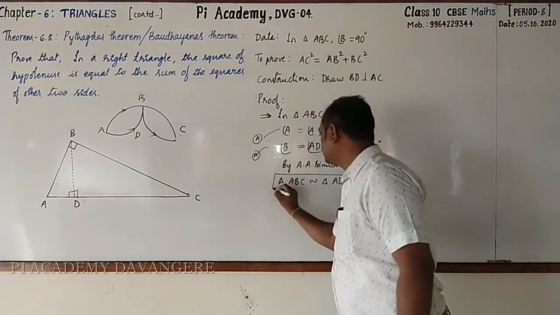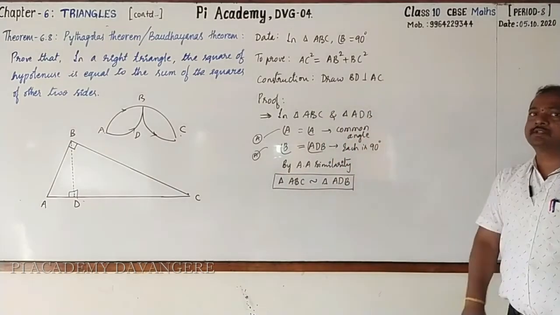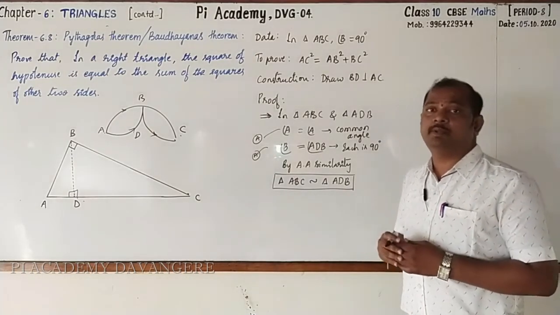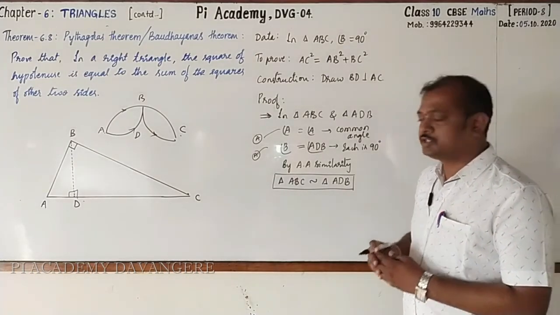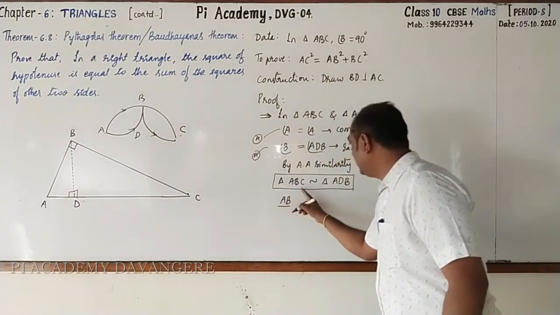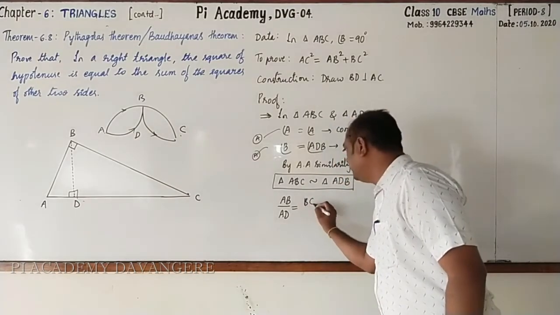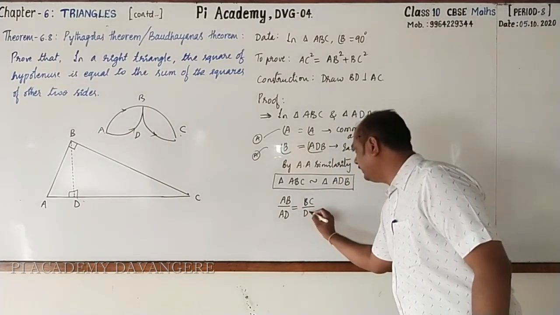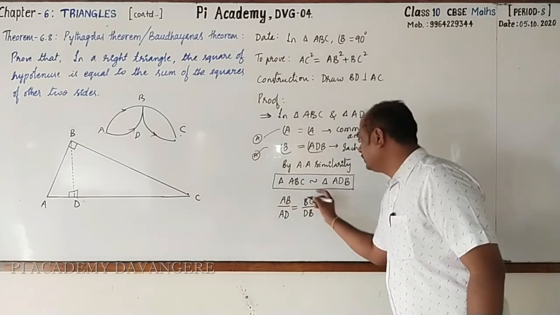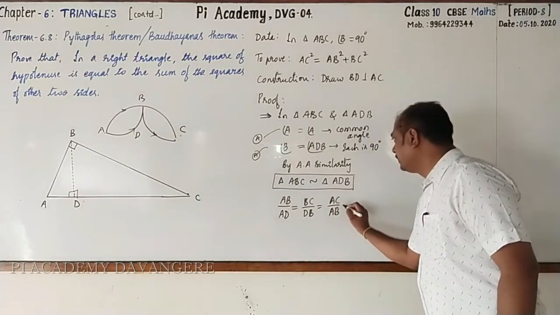This part is very important. We know that when two triangles are similar, their corresponding sides will be in the same ratio. Therefore, we can write it as AB by AD is equal to BC by DB is equal to AC by AB. What is the reason?